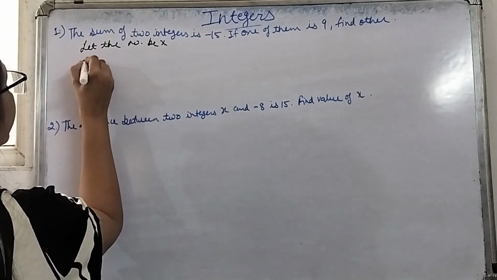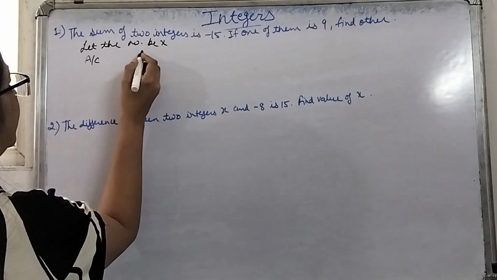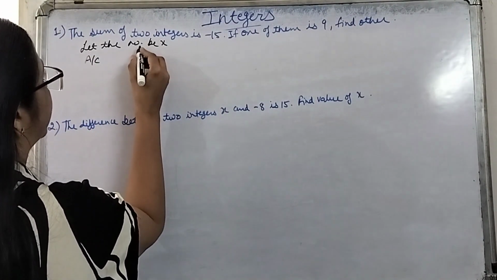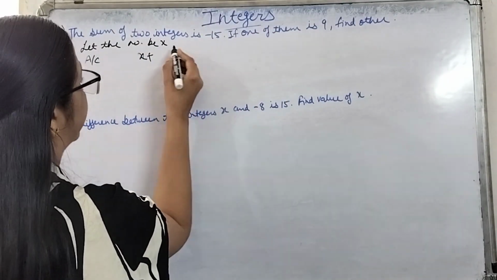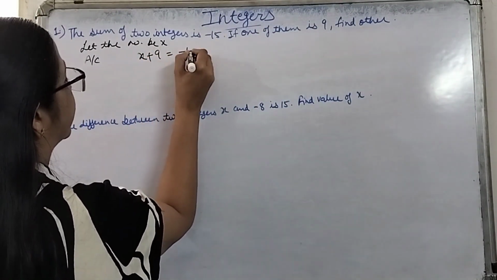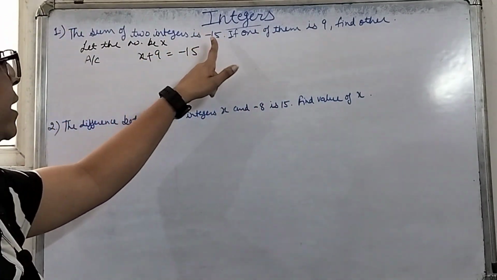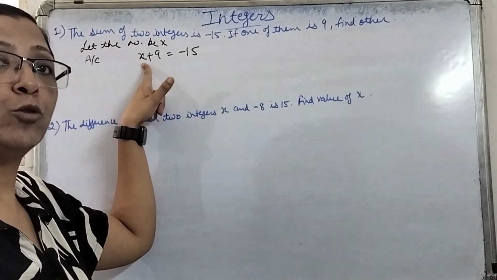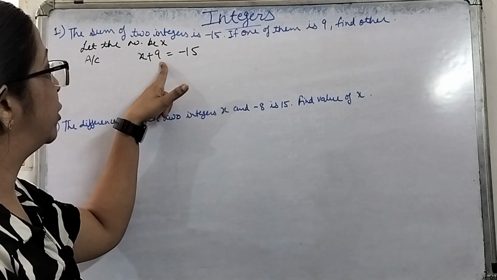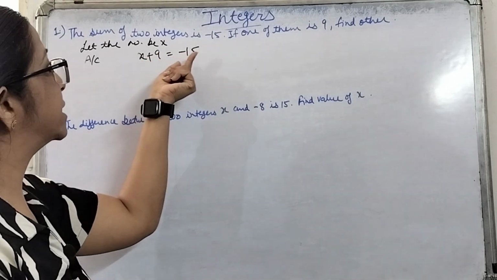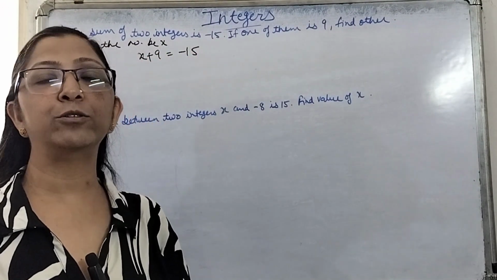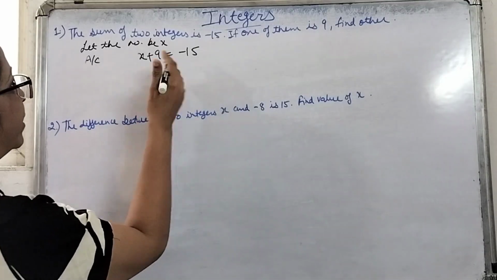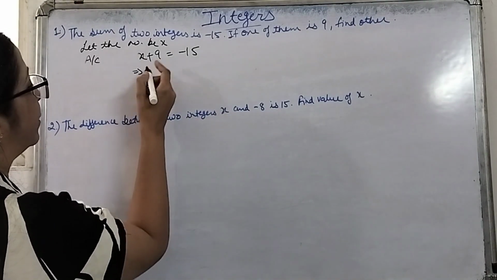That simply means, according to your question, x plus 9 is equivalent to minus 15. The sum of two integers is minus 15. One of the integers is 9. So we have taken another integer to be x. One of the integers was given to us as 9, and the sum of these two is equivalent to minus 15 according to the question. Now if we solve it further, what will the value of x be?